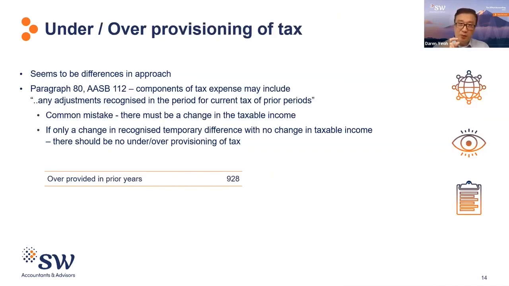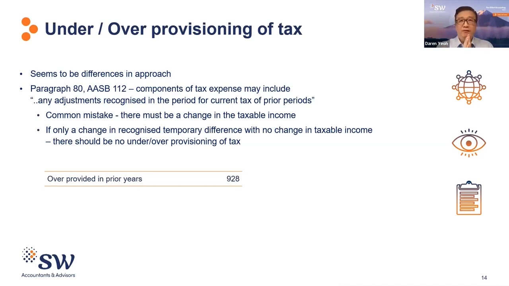Now, the next component of income tax expense is your under and over provisioning of tax. And there seems to be different treatment in practice. Put simply, your under and over provision is basically a change in your current tax expense between the time where you perform your tax provision calculations and when you prepare your tax return calculation. There must be a change in taxable income between those two calculations, okay?